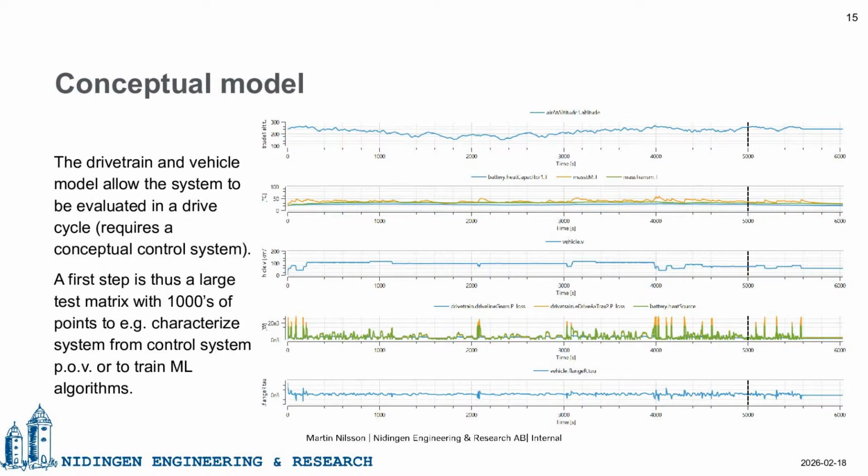So before we actually do the drive cycle, we create a large test matrix with thousands of points, and then we do something called a system characterization, or I create data and hand it over to my control system team members, who use that to perform a system characterization, often using Simulink, who has tools for this, and in Modelica. And then from that, they define a control system. They define the system from the control system point of view, or we decide to do a hybrid approach and maybe use this data to train an ML algorithm.